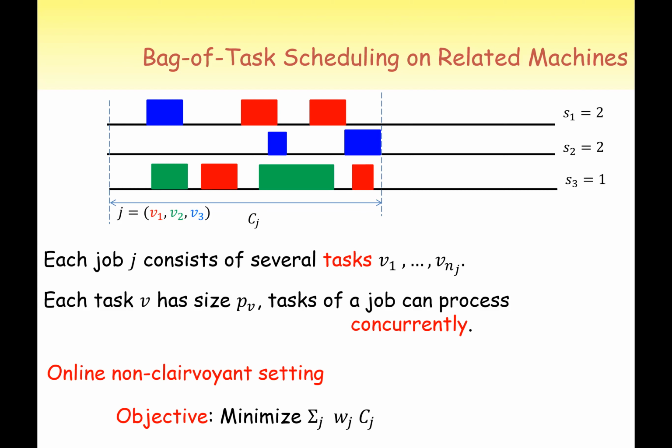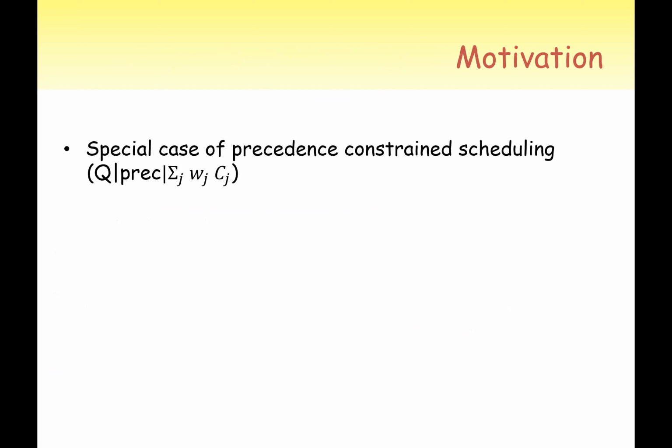Note that w_j is associated with the job J only, but each task has its own size. Before I say more about the results we have, let's see why this would be an interesting setting to look at. One of the main motivations is that it's a special case of precedence constraint scheduling, which means that there is some precedence amongst the jobs. For example, here you can think of the job J as a single job of zero size, preceded by all the tasks that belong to this job. So job J can be started only when all these tasks are finished.